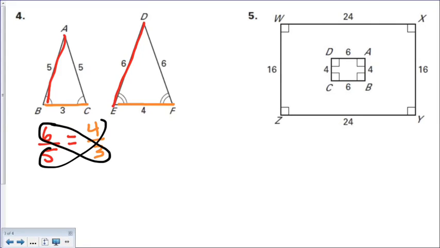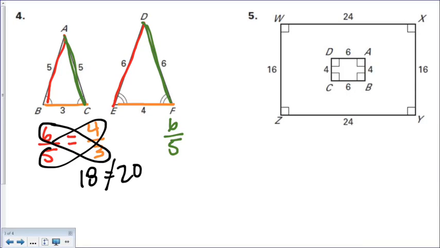Now we're checking if we cross multiply, do we get the same answer? 6 times 3 is 18, and 5 times 4 is 20. So does 18 equal 20? No, it does not. But I know what you're saying. Well, what if we did this side here, AC and DF? If I had 6 over 5 equals 6 over 5, that's true. But the proportions have to work for all the sides. It has to be proportional to every side. It can't just work for a couple and not for others. So these triangles are not similar.